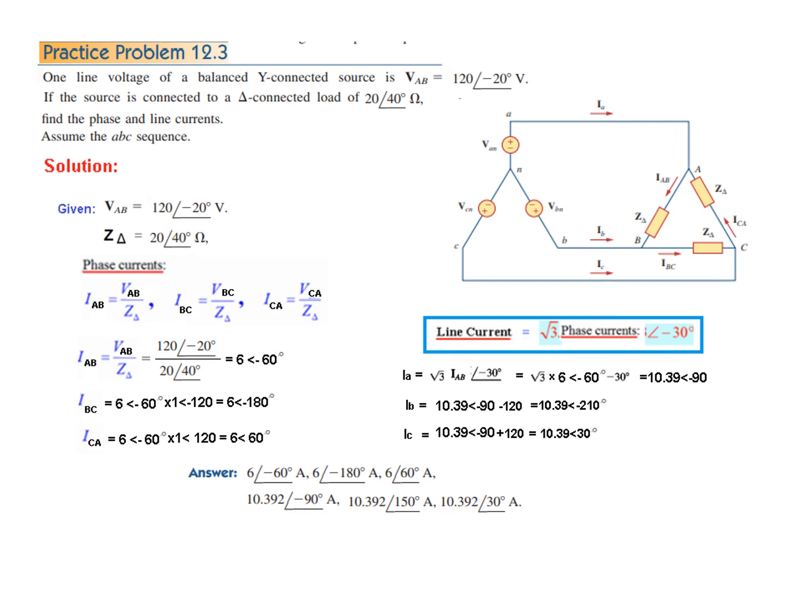And this is the answer given in the book. So they are similar except for some variation, like here we have got minus 210, he has got 150. So if we just add 360, it will become 150. So they are the same answer, no difference. We can add 360 with any angle.